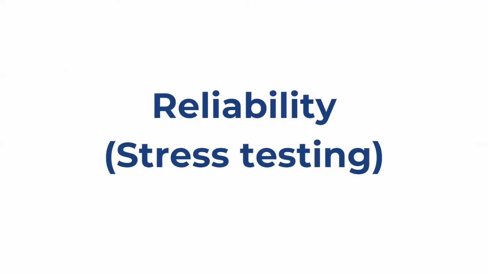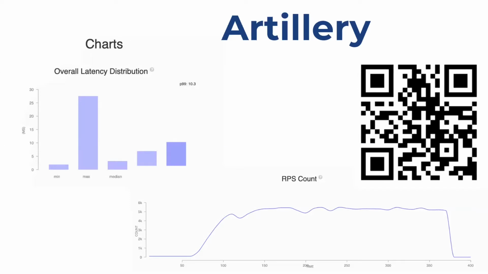And these are our results for reliability. So here you can see our Artillery results. As you can see, our RPS goes up to 6,000, and mean latency distribution is about 9 milliseconds in 99% of requests.